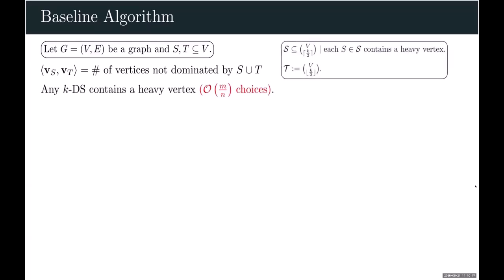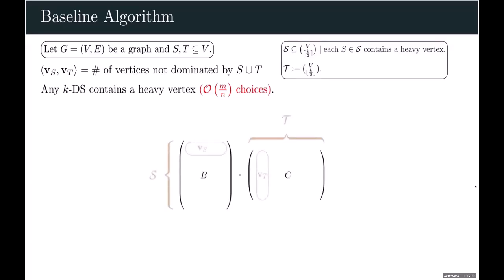Okay, so now let's define these calligraphy S and calligraphy T sets. This notation is maybe a bit confusing, but basically calligraphy S will be the set of all subsets of V of size k half that contain a heavy vertex. And T will just be the set of all subsets of size k half, right? Now we define matrices B and C as follows: each row of matrix B will be indexed by a subset in S, and each column of C will be indexed by a subset in T, and the rows will correspond to VS and the columns to VT. Then we get what we want.